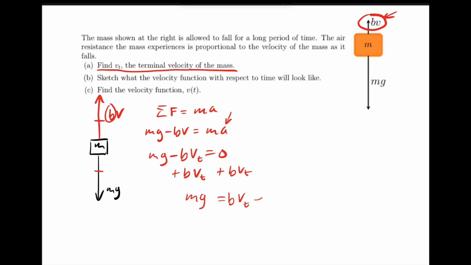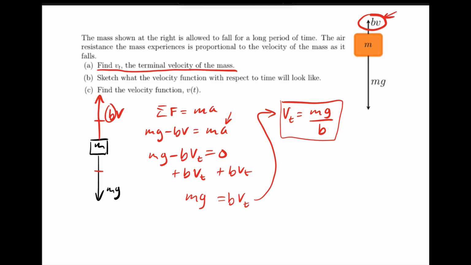So let's go up here and we'll finish solving that. I end up with v sub t is equal to mg divided by b when I divide both sides by b. And that would be an expression for what the terminal velocity would be when the thing stops speeding up.